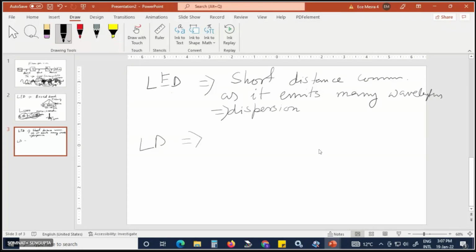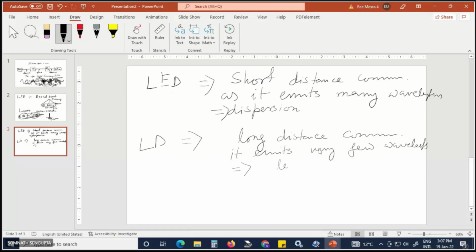Whereas the laser is used for long distance communication because it emits very few wavelengths, which allows less dispersion.